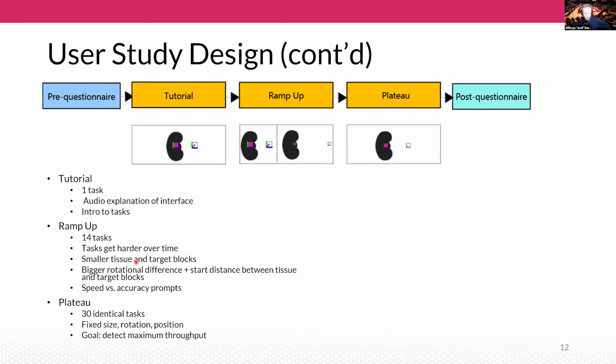So the tissue and target blocks get smaller and smaller. You can see they're pretty big here, and then they're pretty small here. The distance becomes bigger and bigger over time, and the rotation becomes harder and harder over time as well. And then lastly, we have the plateau phase here, where we have 30 identical tasks with about medium distance and medium size, but maximum rotational difference.